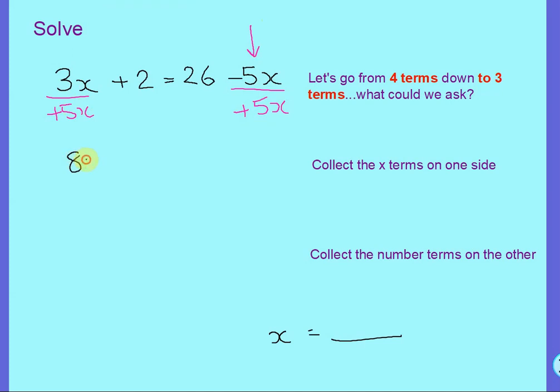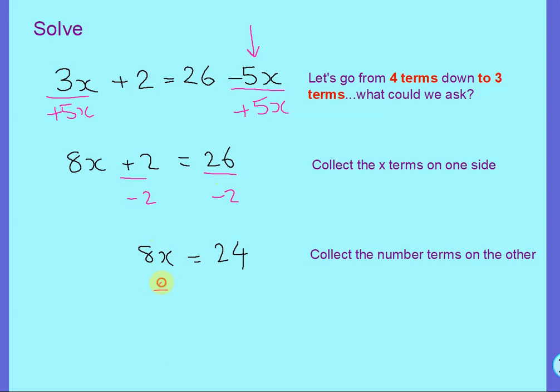And that will give us 8x add 2 is equal to 26. So the x's are on the left this time, so the number terms, these two, need to be on the right hand side. So we need to get rid of the plus 2, and we're going to do that by subtracting 2 to both sides. Equals in a line, 8x only on the left, 24 on the right. Divide by 8 to both sides, and we have x to be 3.